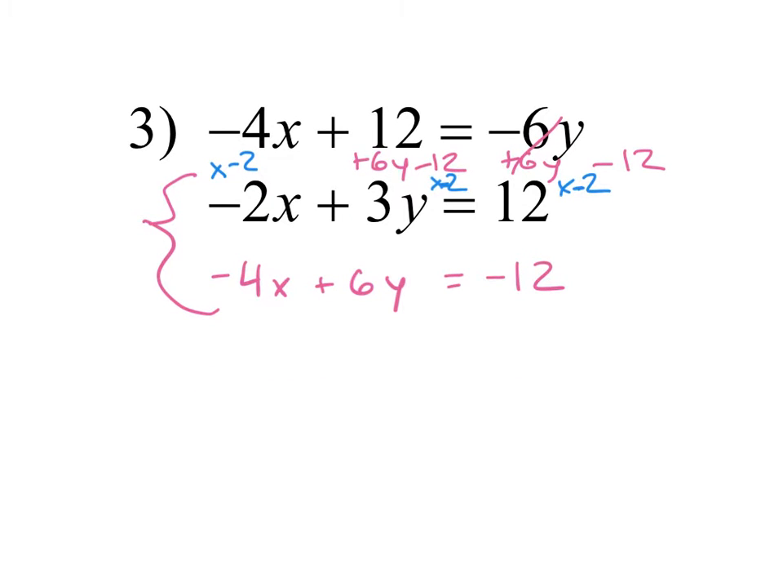So now our top equation, which I'm just going to write down here, is 4x, 3y times negative 2 would be minus 6y is equal to, and then 12 times negative 2 would be negative 24.